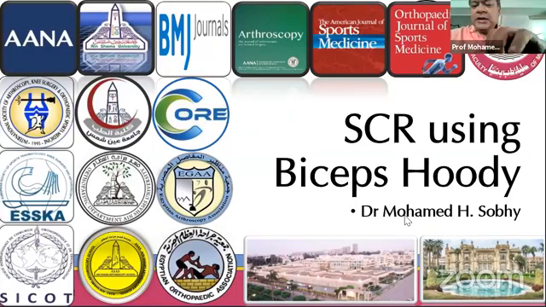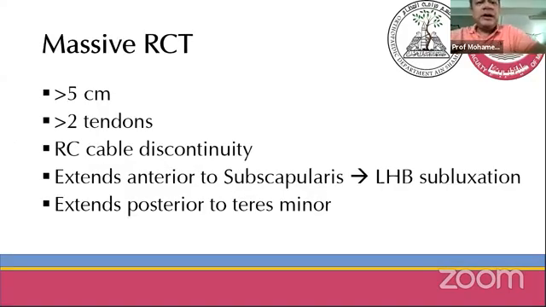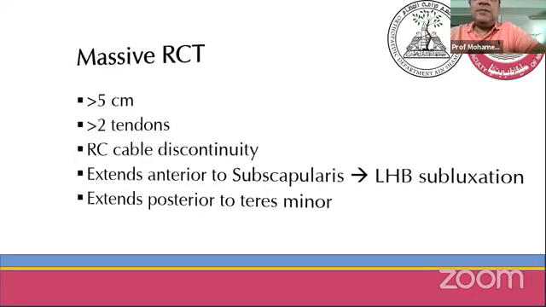Okay. So I will discuss with you one of the most difficult situations in shoulder surgery, which is the massive rotator cuff tear, especially if it is irreparable. What is the massive rotator cuff tear? The definitions are maybe not well established. There is no consensus about the massive rotator cuff tear. Some say it's more than 5 centimeters. Some say more than 2 tendons. Some say it is a rotator cable discontinuity, or extension to the subscapularis with the long head of biceps. All these are descriptions of the massive rotator cuff tear.